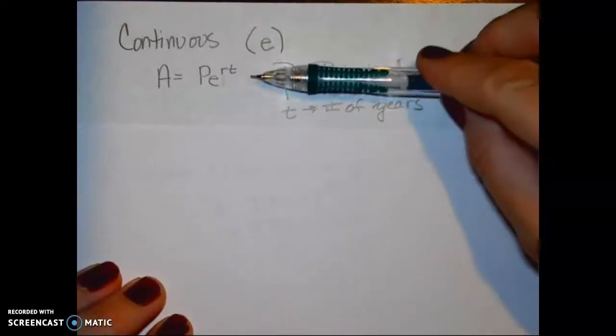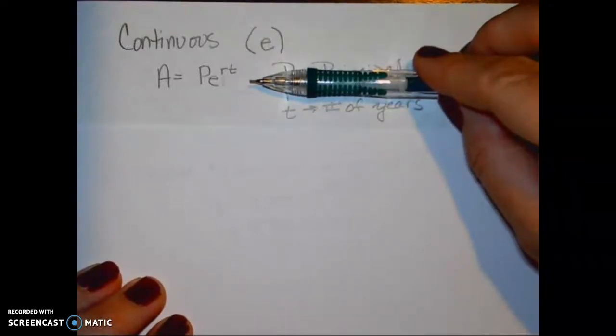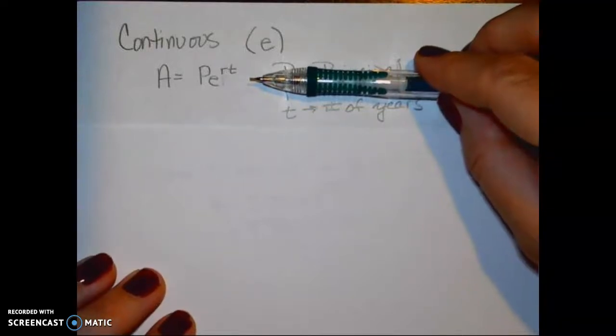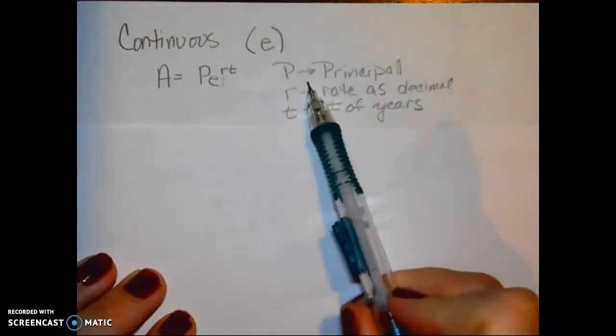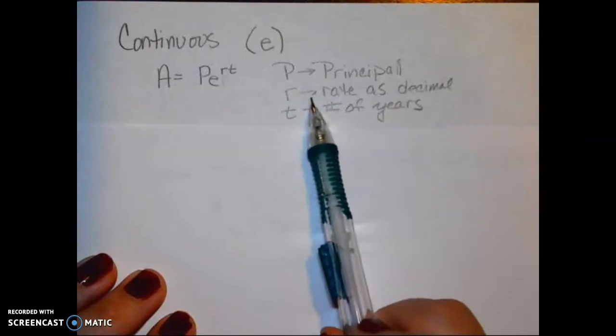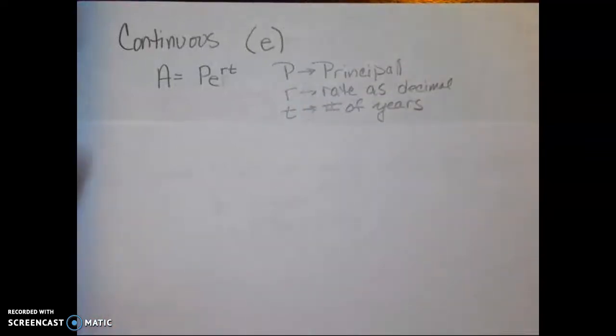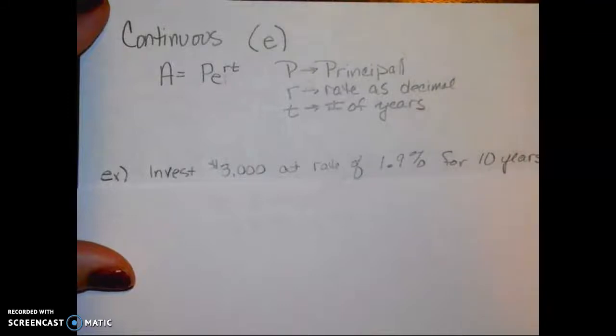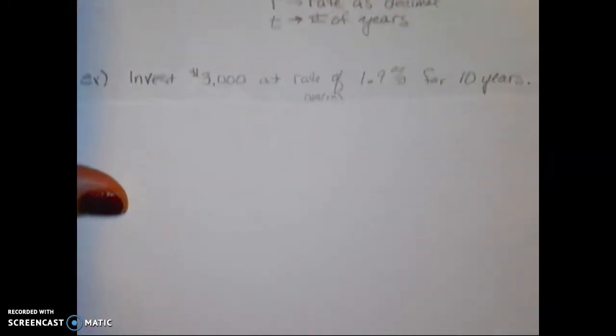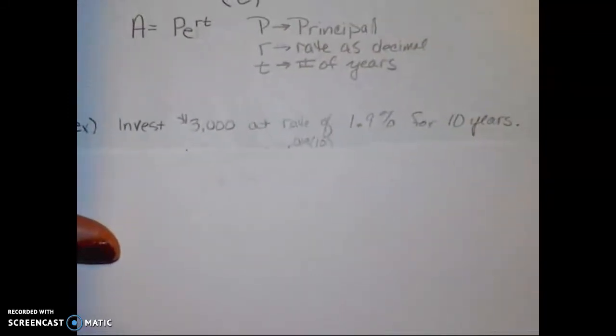They, being the bank, use this equation, A equals P e^(rt), Pert. P is the principal amount that we're going to invest, R is the rate as a decimal, and T is the number of years that we are going to invest our money. And here's just an example. We're going to invest $3,000 at a rate of 1.9% for 10 years. How much money will we have at the end of the 10 years?